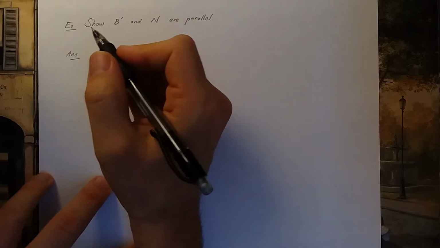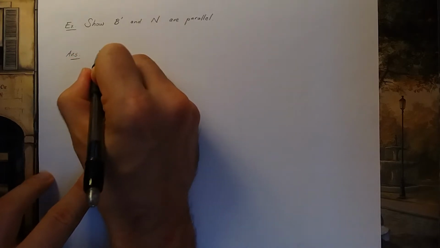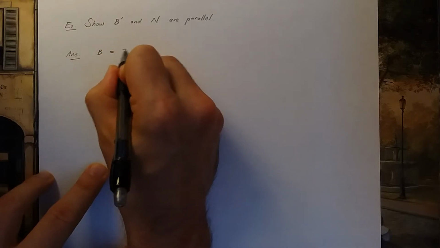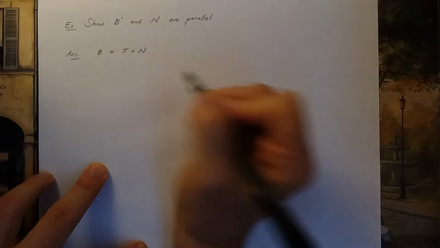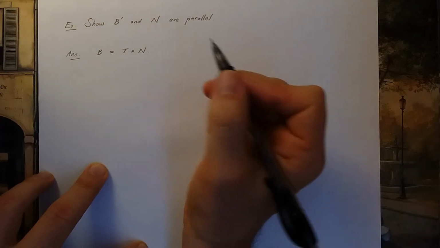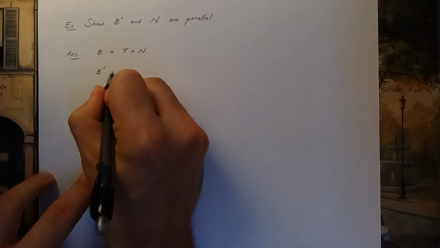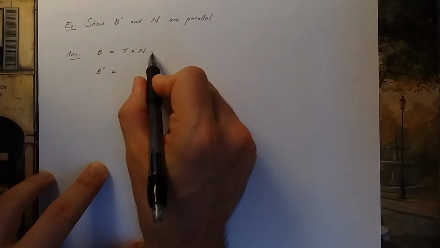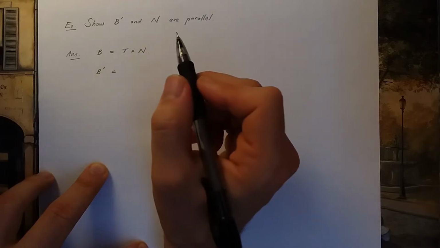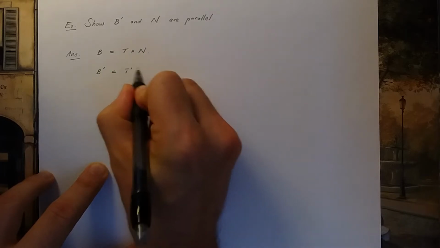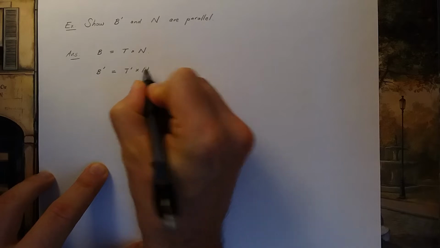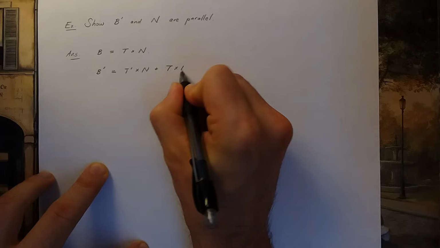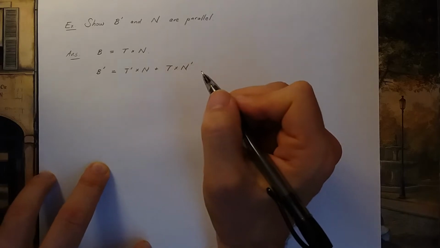What do we know about the unit binormal vector b? The unit binormal vector is equal to t cross n. So if I take the derivative of my unit binormal vector b, I could use the product rule for cross products. And I get t prime cross n plus t cross n prime.